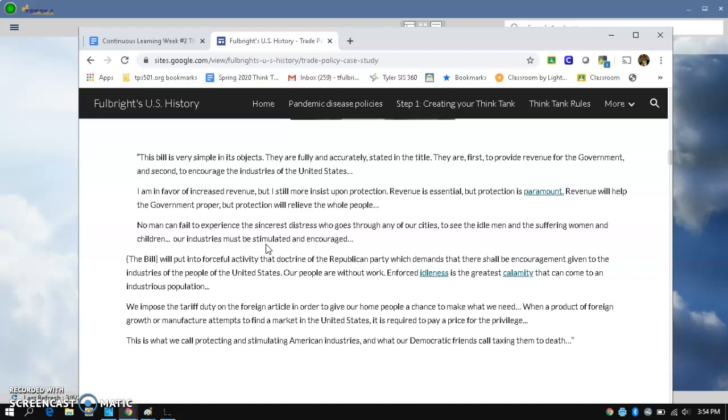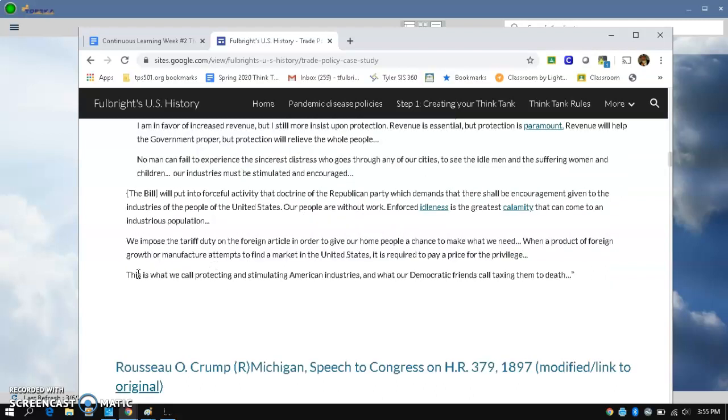Let's talk about this real quick. If somebody in America is buying a good made in a foreign country, that good employed a foreign worker. If they're buying something made in America, who is that helping? Think about that. Can you understand what he's trying to say by protecting and stimulating American industries?